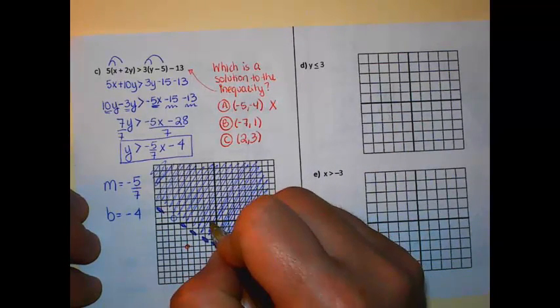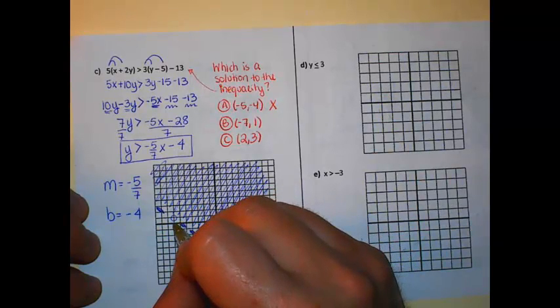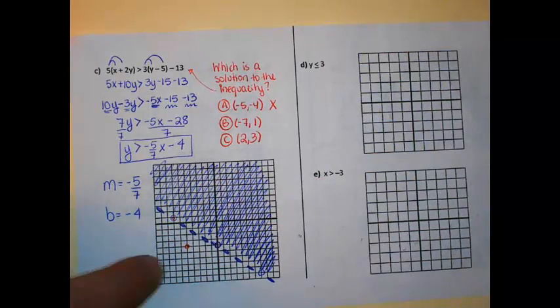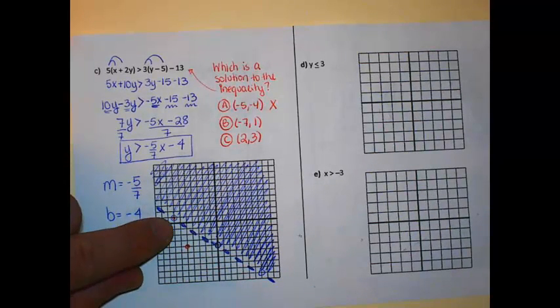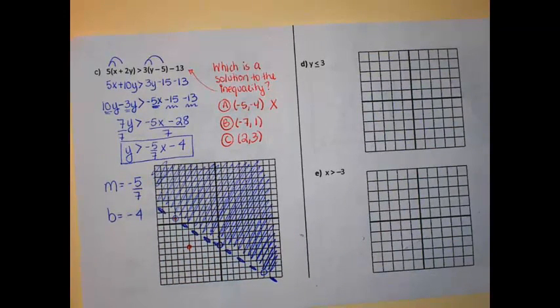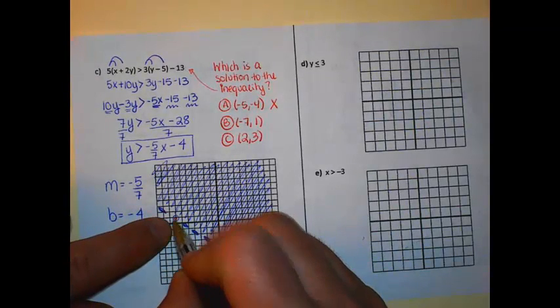-7, 1. 1, 2, 3, 4, 5, 6, 7. Up 1 is right there. It's right on the line, right on the border. But because the border is a dashed line with empty circles, that point is not part of the solution. Had this been a solid line, that point then would be part of the solution. This is a very good question that sometimes they like to put on the state test, so it is very important to pay attention, okay?